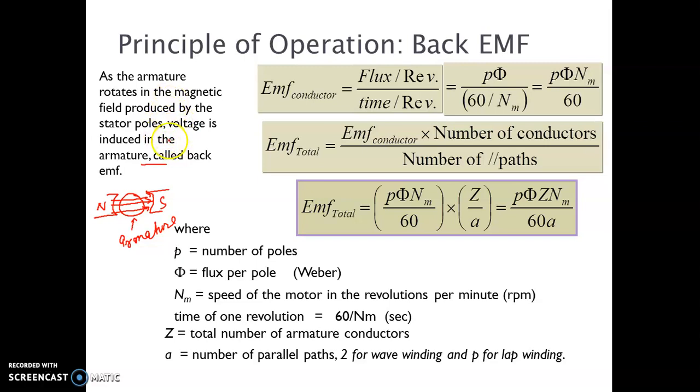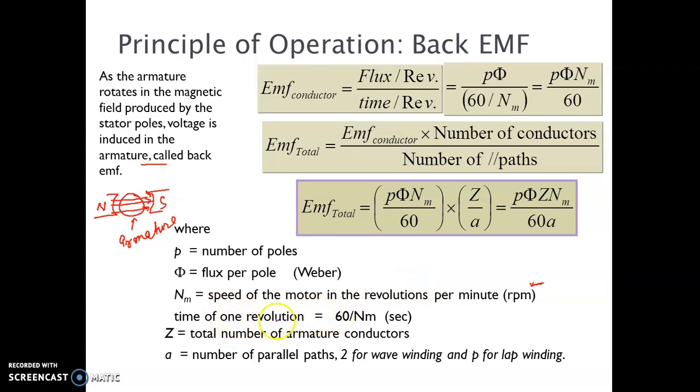This definition you should keep in your mind, that as the armature rotates in the magnetic field produced by a stator pole, this is the pole produced in a stator. This is a stationary part, and this part is the rotating part. So induced EMF is produced in the armature winding, which is rotating. So suppose P is the number of poles, phi equal to flux, and Nm is the speed of the motor in revolution per minute, RPM. Very important.